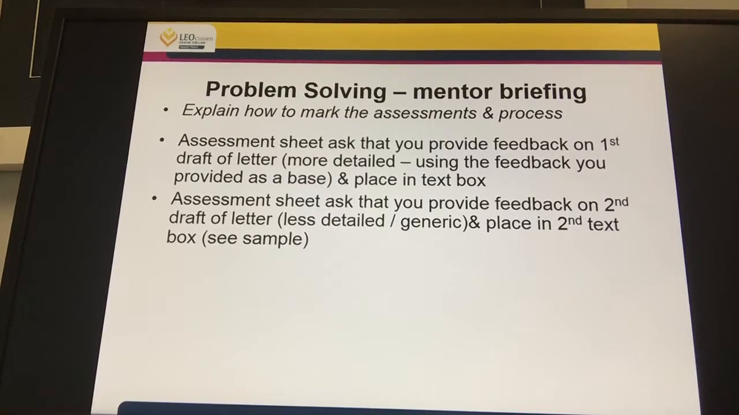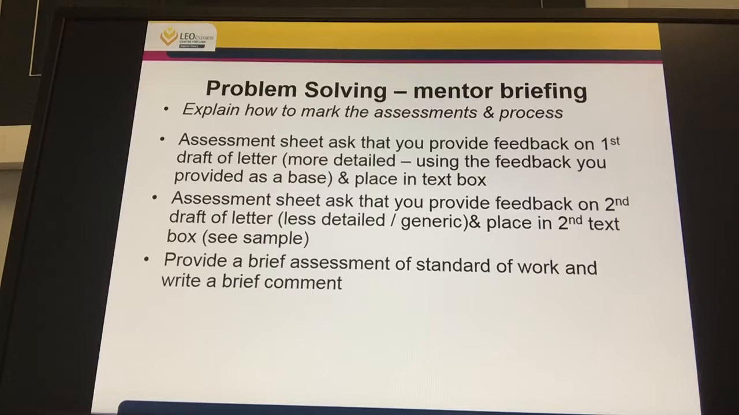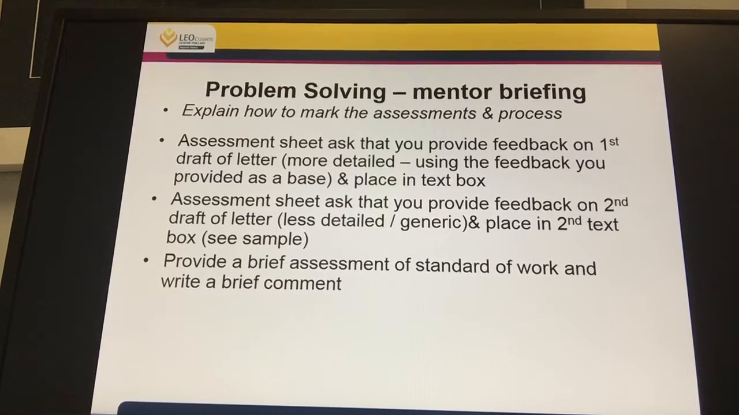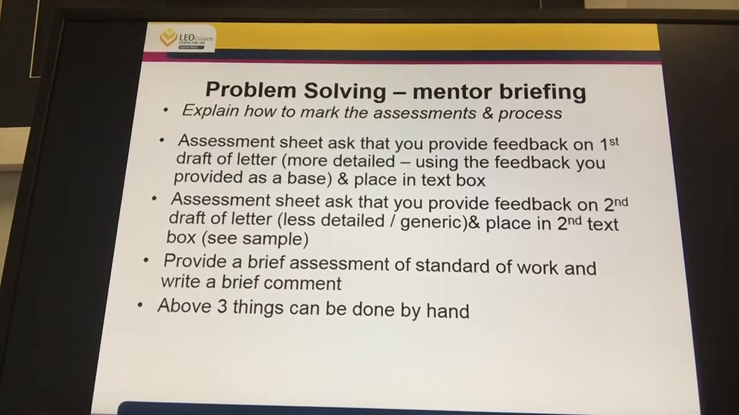The assessment sheet then asks you to provide feedback on the second draft of the letter. Now that's less detailed, and I personally have taken a bit more of a generic approach with that, with most of the text the same for almost all the trainees, and you place it in the second text box. Again, there is a sample of what to include in there in the materials I've given you. And towards the end, it says provide a brief assessment of the standard of work. Just write a brief comment. Again, I've used a pretty generic approach in the past. And the above three things can be done by hand, or you can type them in soft copy using the soft copy forms I provided you. Your call.